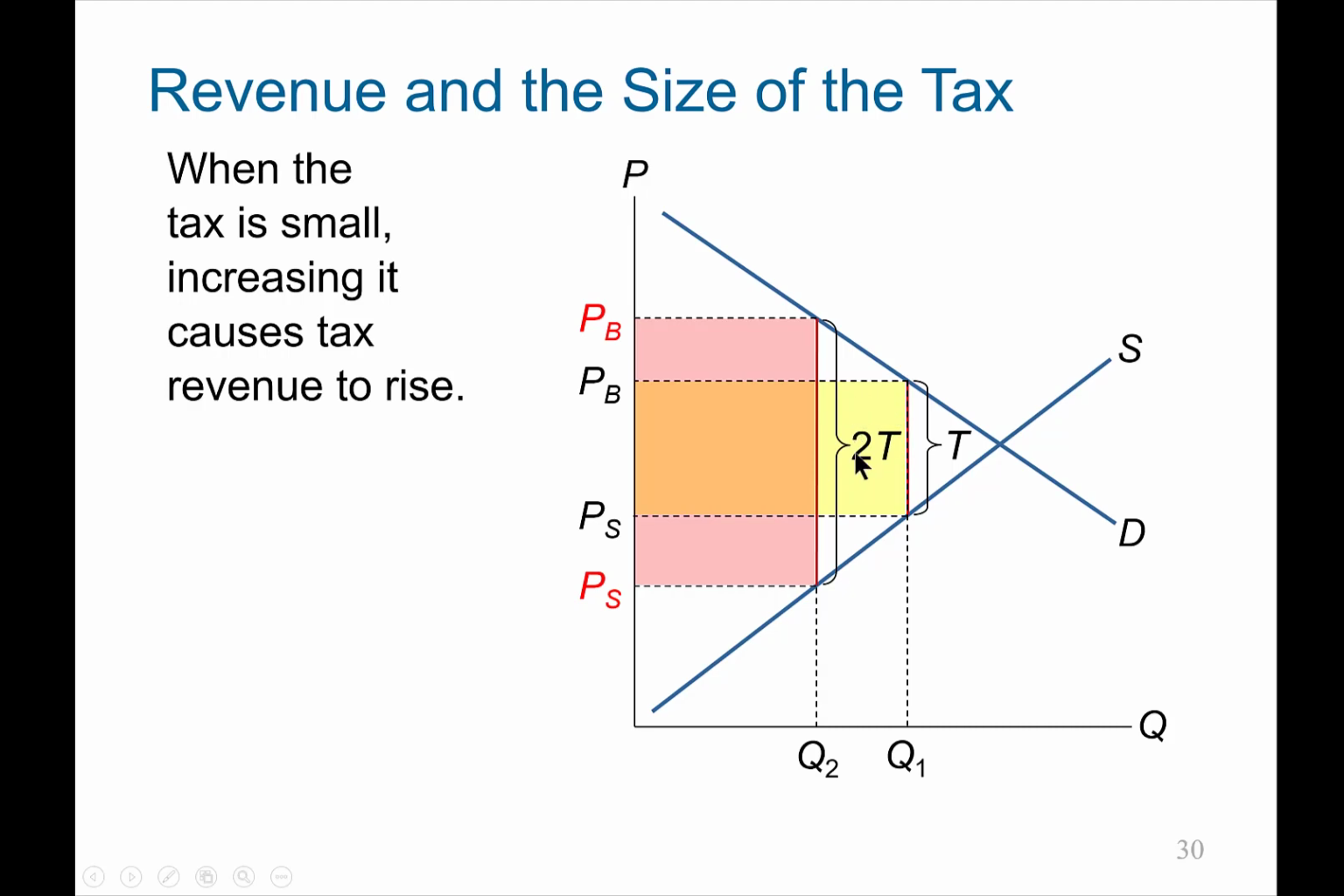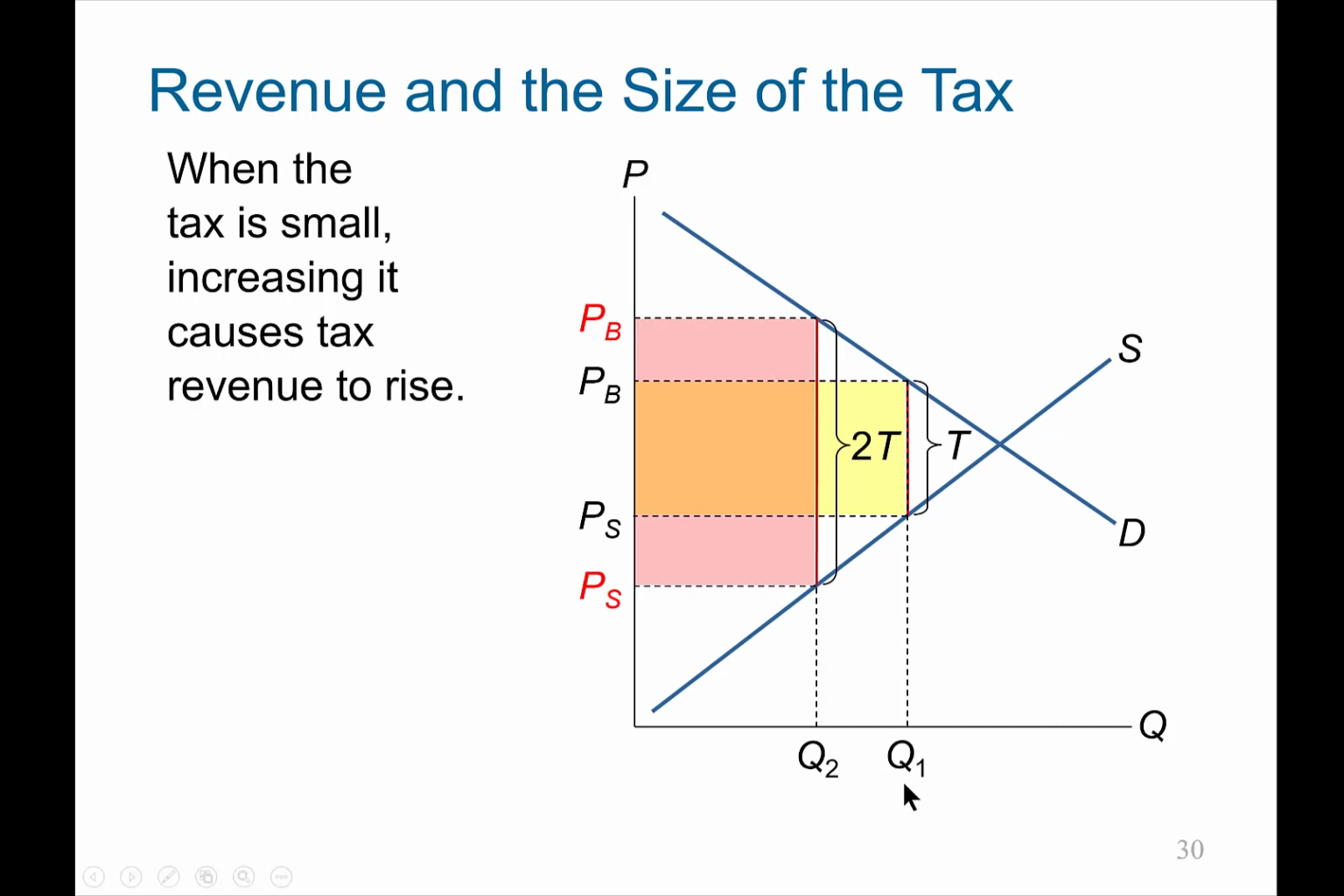And we lost this part when we increased the size of the tax. We lost this part of the yellow, but we gained this and we gained this. And I think we all agree that the gain, this part here and this part here, is more than what we lost. So as we increase the size of the tax, our tax revenue increased. Look at what that says. Again, listen to that. As you increase the size of the tax, tax revenue increases.